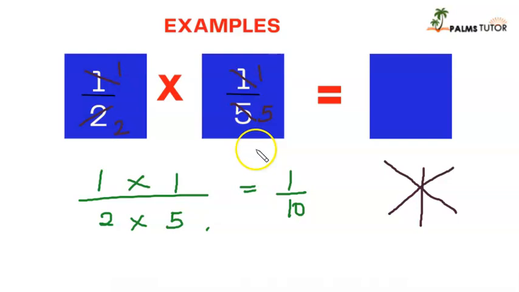We cannot move horizontally. That would be wrong. You can't move this way. Why? Because this means 1 times 1. You can't divide it. It is times. You multiply things that are aligned horizontally. So we can't divide them.